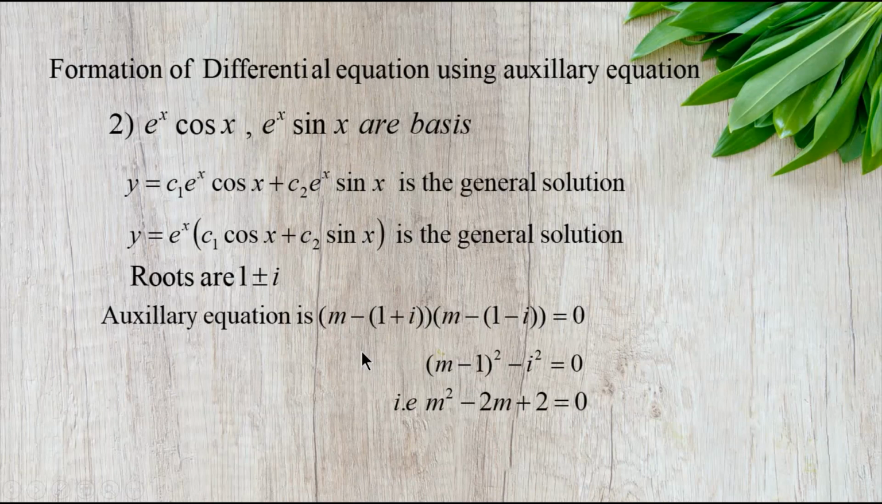So upon simplifying that further, this is the differential equation. Replace m with the derivative: y'' - 2y' + 2y = 0. I forgot to write y here. So 2y = 0.